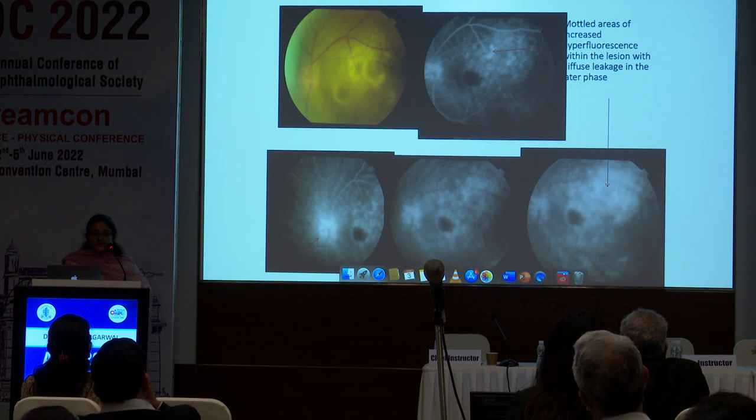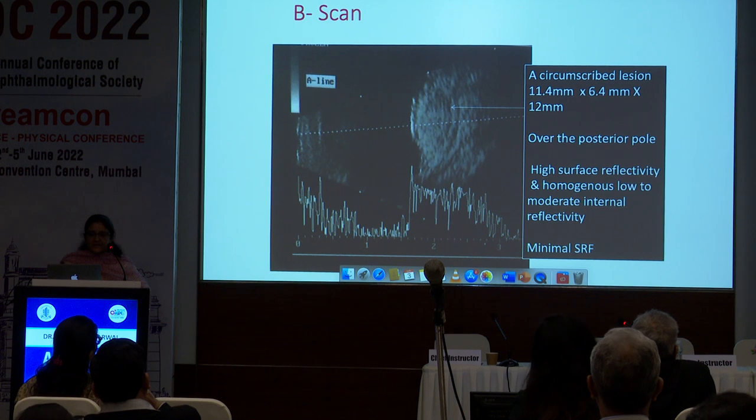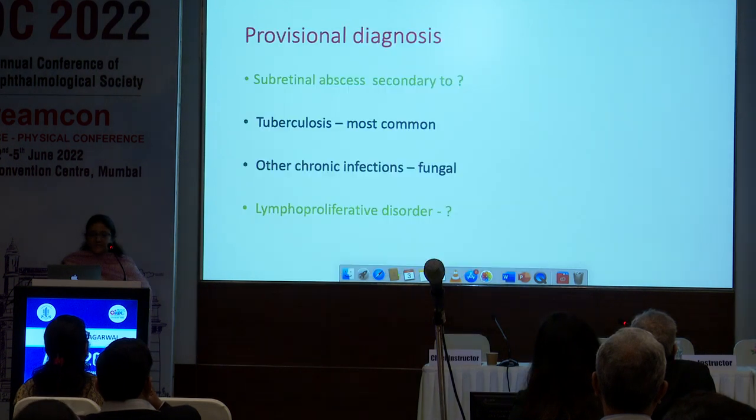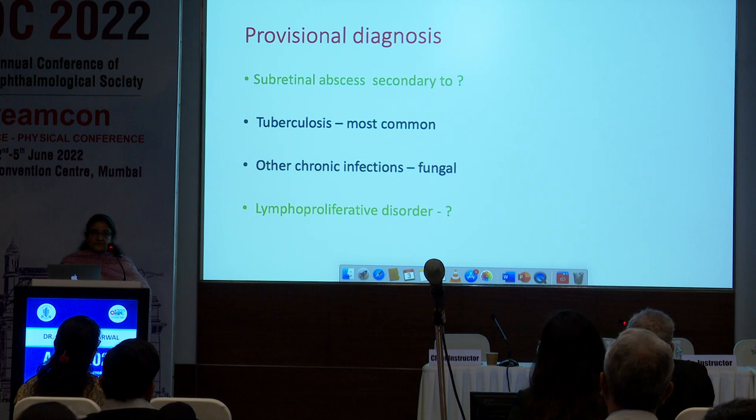And on doing a fundus fluorescein angiography, we do find an element of a hot disk and some kind of mottled hyperfluorescence. On a B scan, there was just a circumscribed lesion which was of a significant size over the posterior pole, which had a high surface reflectivity and a homogeneous low to moderate internal reflectivity with minimal SRF. So the provisional diagnosis, seeing the profile of the patient, was of a subretinal abscess, secondary to tuberculosis, which is very common in the area where I practice, and other chronic infections, of course, were fungal.